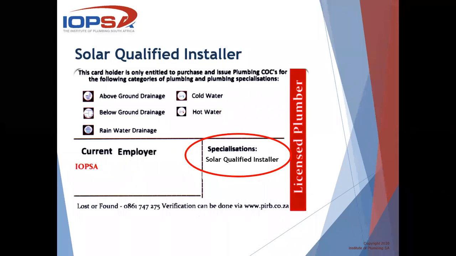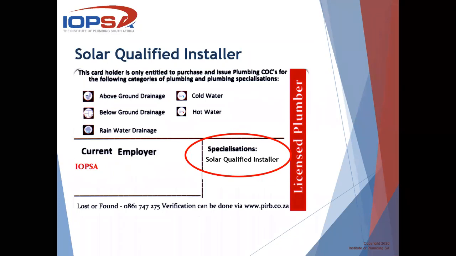So on the back of your registration card, you will see there under specializations, it says solar qualified installer. So this person can still do all of the things that the normal licensed plumber can do, but he's now got a specialization designation as a solar qualified installer.